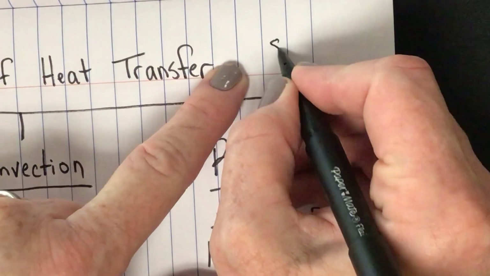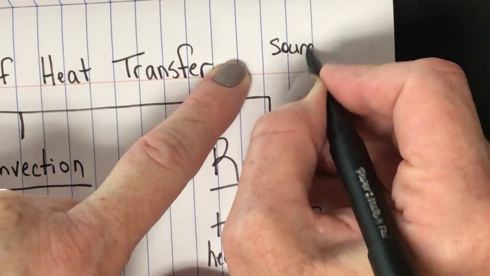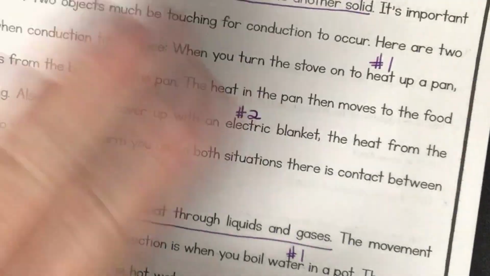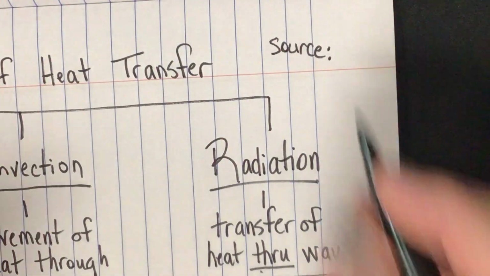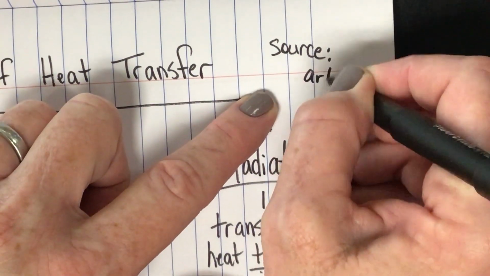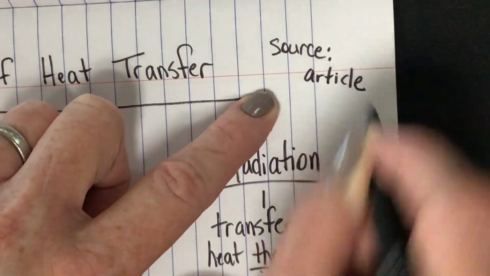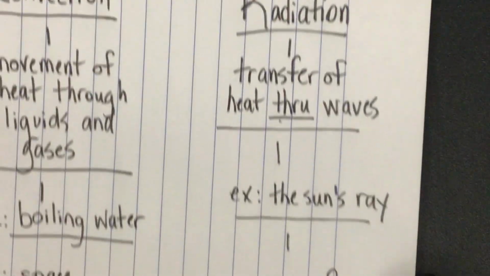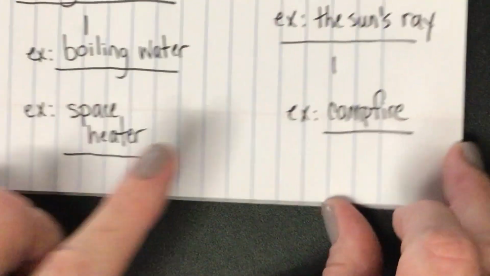All right. Y'all, in any good article, we're going to name the source. Okay, where did we get this? The back of your paper. Yeah, we got a paper. We read an article.